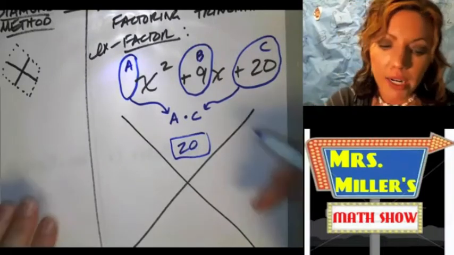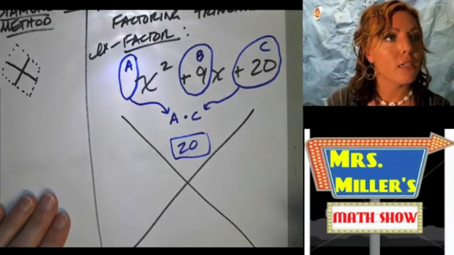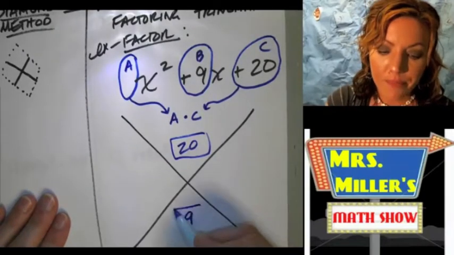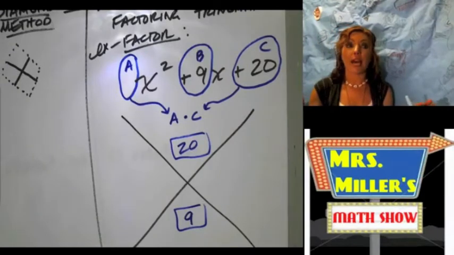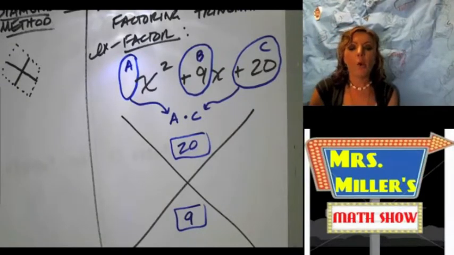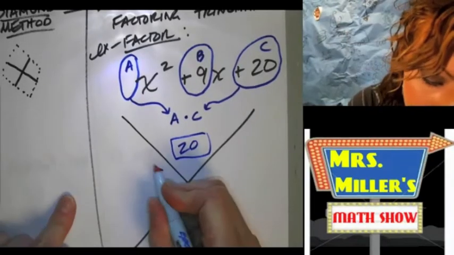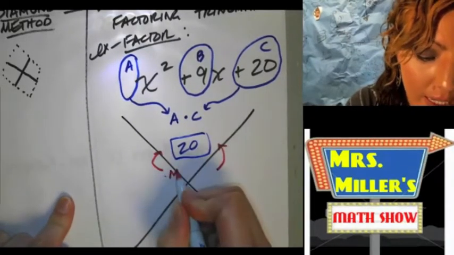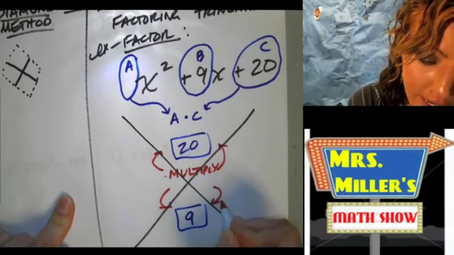Then in the bottom, we're going to put b. What is the coefficient we have for b? A 9. Okay. Here's how we find what goes in the sides of the x. We are looking for two numbers that multiply to 20 that add up to 9 at the same time.